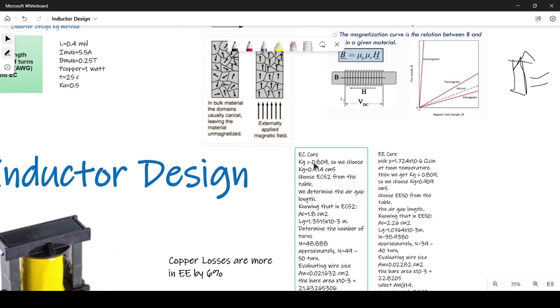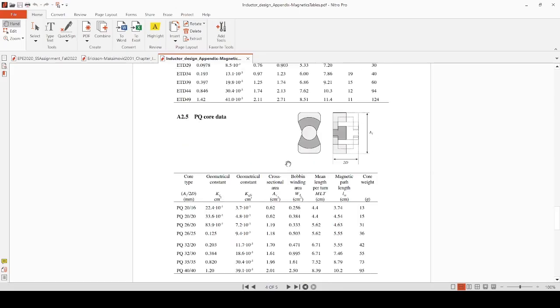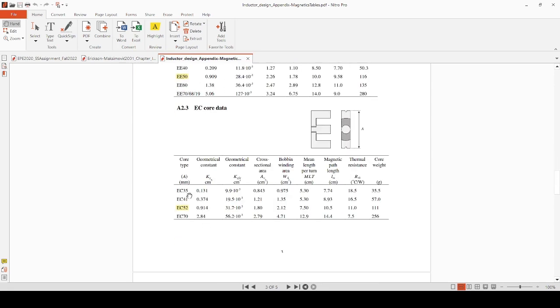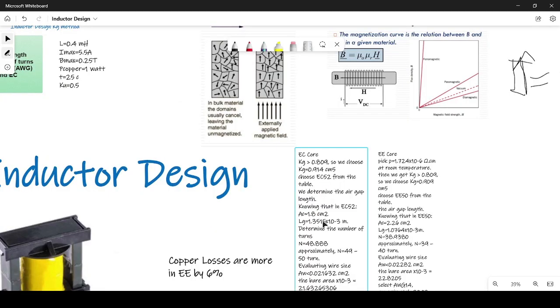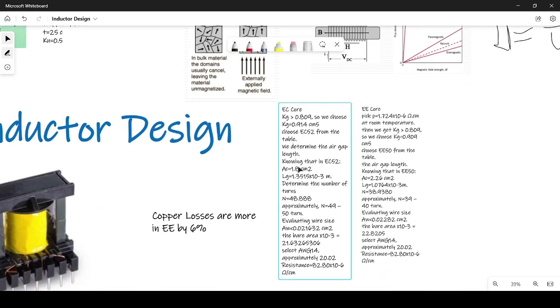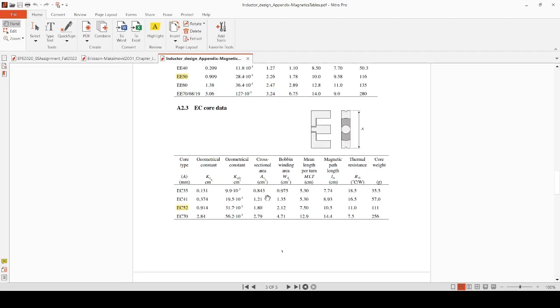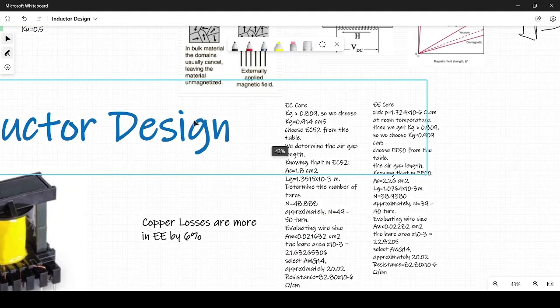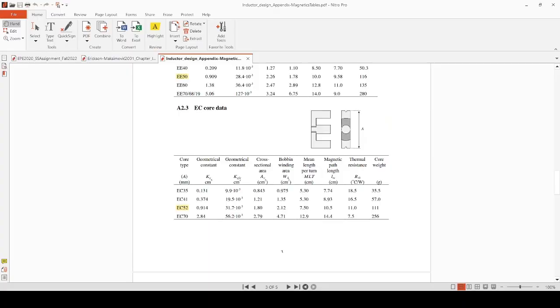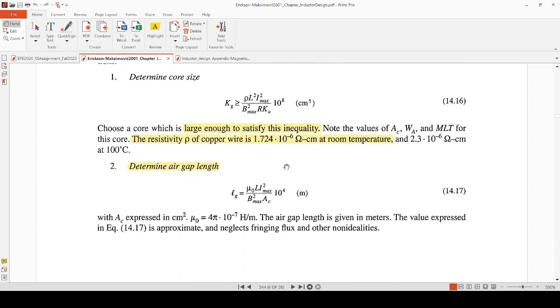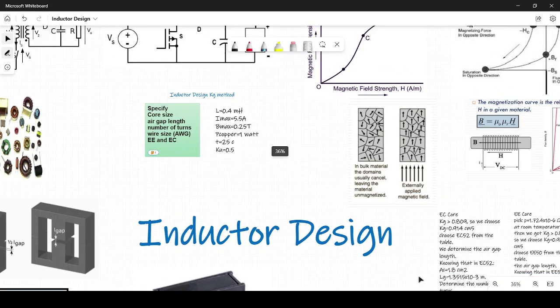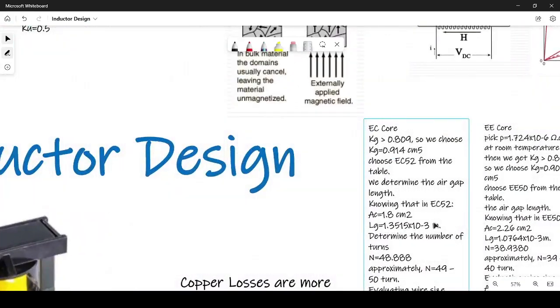So after having this number, we are going to look here in EC, look for a larger value. It is 0.914, EC52. Choosing EC52 with a cross-sectional area of 1.8 centimeters squared, we are looking for the air gap length. Go back to the book to this equation, substitute using a cross-sectional area of 1.8, getting the air gap length to be 1.35 millimeter.